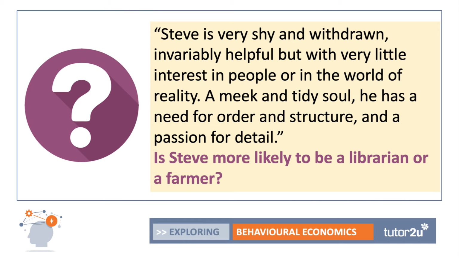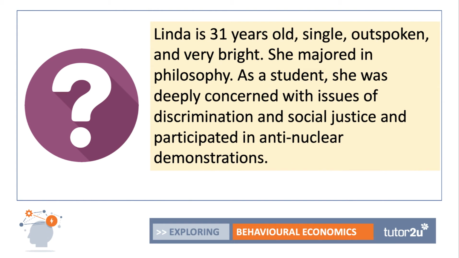The answer is he's more likely to be a farmer. Because if you think about the representative samples, there are many more farmers in the world than there are librarians. Millions of people farm. We don't have anything like millions of people who work as librarians. Steve is more likely to be a farmer, and oftentimes people are overly influenced by the information provided, which causes them to move away from that choice. Let's try a second one.